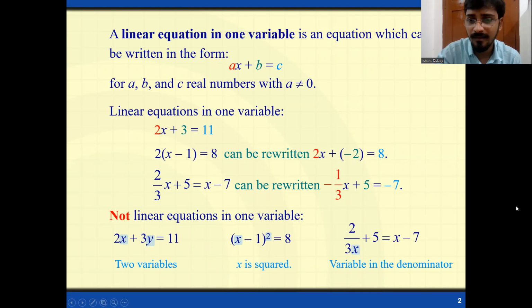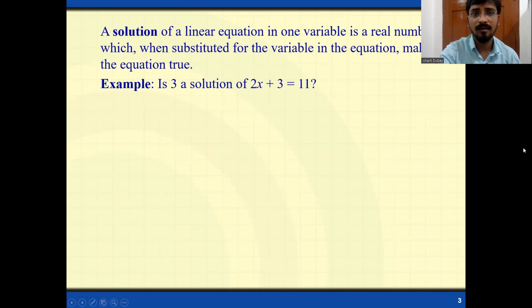Okay, next, you can see here 2 over 3x plus 5 equals x minus 7. We have one variable, but it is in the denominator. So when we solve this equation, we will get a quadratic equation, whose degree will be 2. So this equation is not actually a linear equation in one variable. It will be a quadratic equation. Is it clear? Fine.